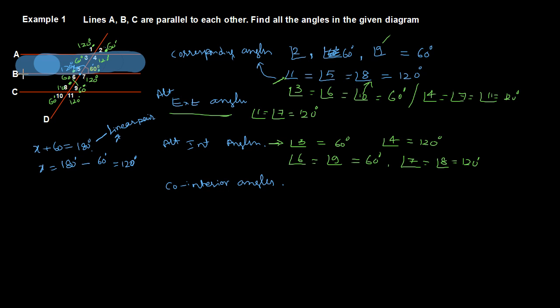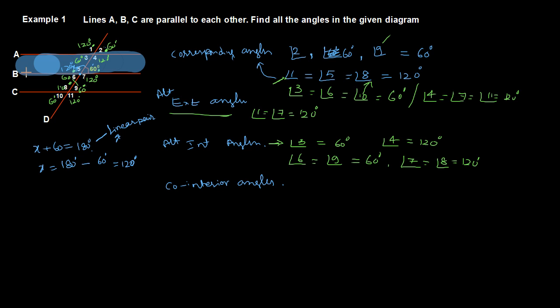Same thing goes if I just consider only B and C. The area between B and C is interior, anything outside is exterior. So angle 5 and angle 11, they are alternate exterior. This 60 and this 10, they are 60.